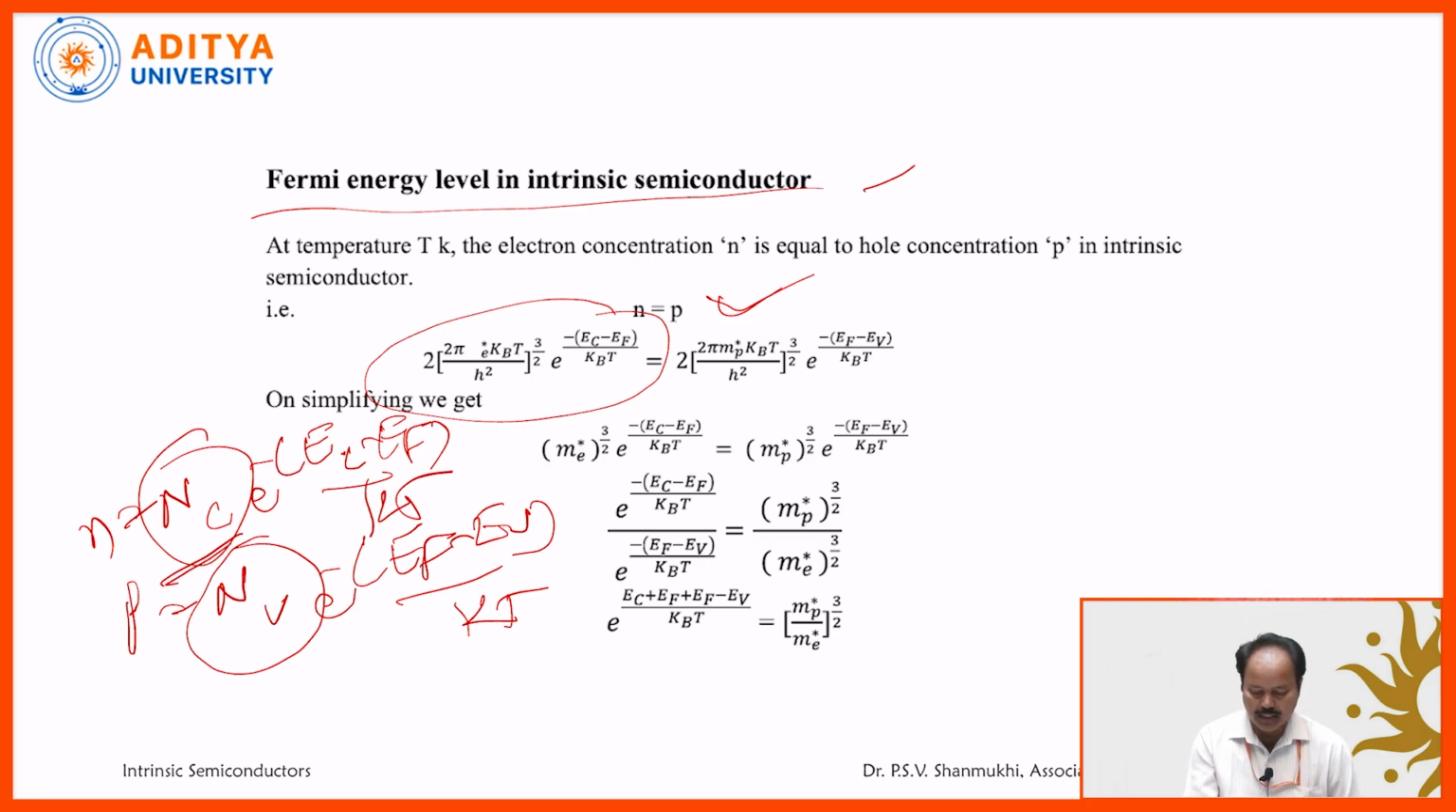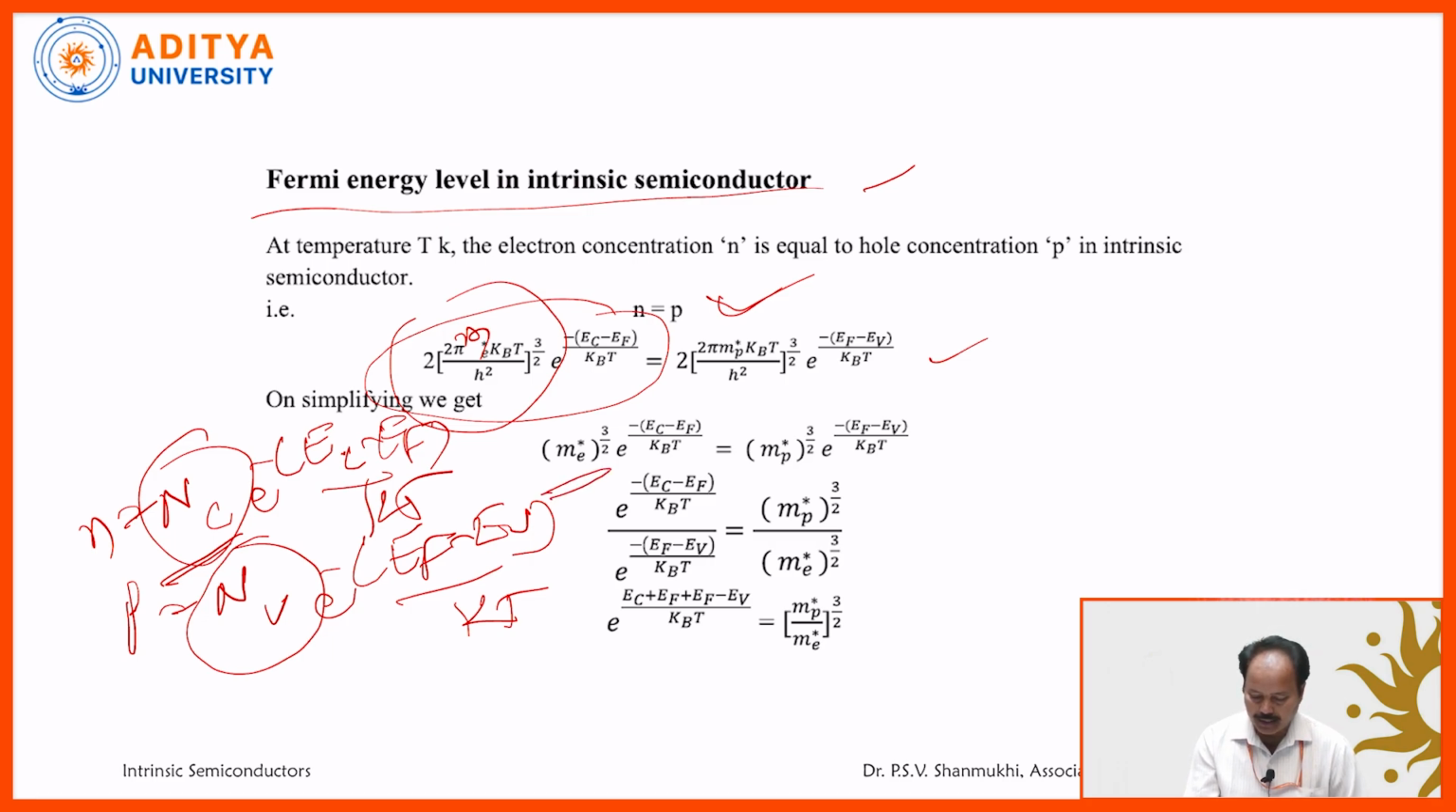Of course, the Nc expression is given by (2 pi me star kT by h square) whole power 3 by 2 e power minus of (Ec minus Ef) by kBT, where kB is Boltzmann's constant, T is absolute temperature, me star is the effective mass of the electron, and h is Planck's constant. In the same way, on the right-hand side, you observe 2 pi mp star kBT by h square whole power 3 by 2 e power minus of (Ef minus Ev) by kBT. Now the 2 and 2 cancel, and just rearranging the terms, except me star and mp star, the remaining terms are the same in the Nc and Nv expressions, so those will be cancelled.